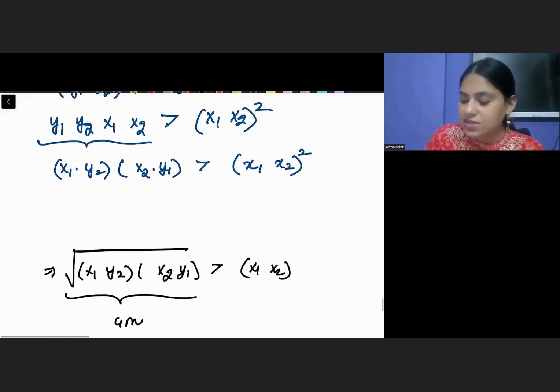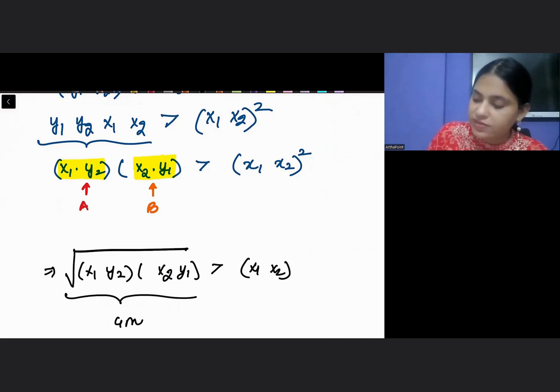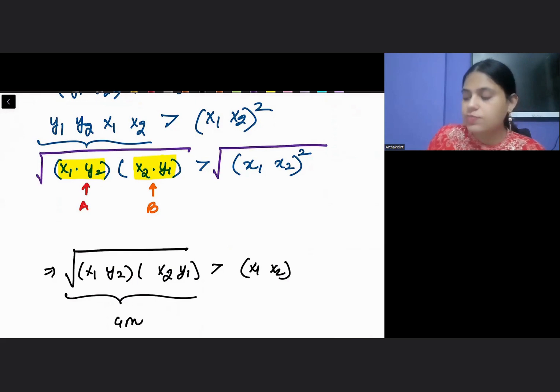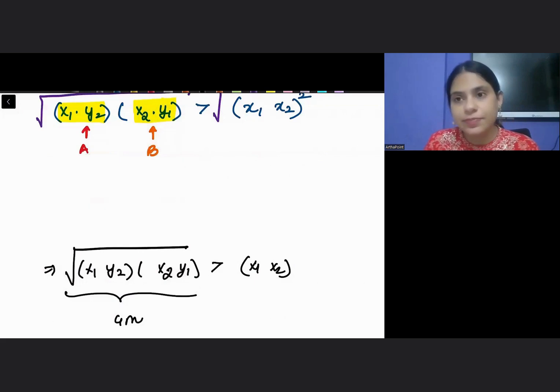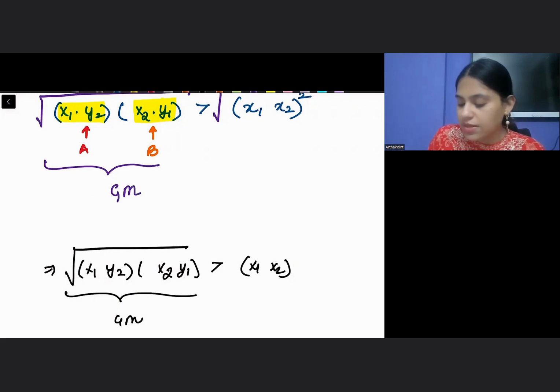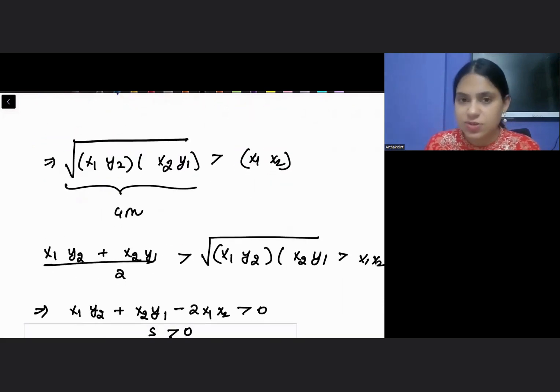Right? And I will consider that x1 y2 is one number. It is number A. And x2 y1 is another number. This is number B. Right? And I'm saying that A into B is greater than some square. And then I will check out the under root. So I know that under root of AB is nothing but the GM of the numbers. So I have got that this part now is GM. So under root and square get cancelled. So geometric mean is greater than x1 into x2. That is clear. This much is clear.